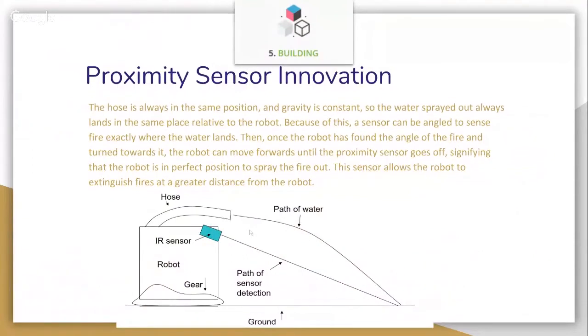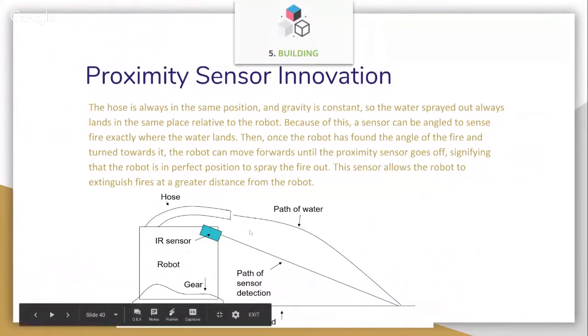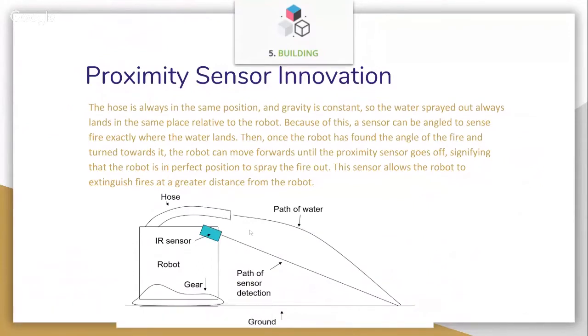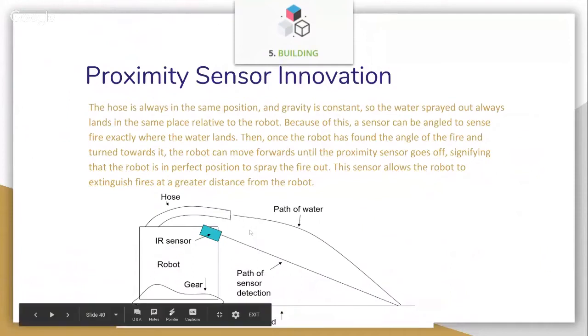This would work because the robot always sprays out water in the same position relative to the robot. Because of this, an infrared sensor can be angled so that the path of sensor detection ends exactly where the water is sprayed out. Because of that, if the robot detected a fire on that sensor, it would know that it is in the correct position to extinguish the fire, because the fire would need to be on the ground and it would be at the exact point where the water is sprayed out.